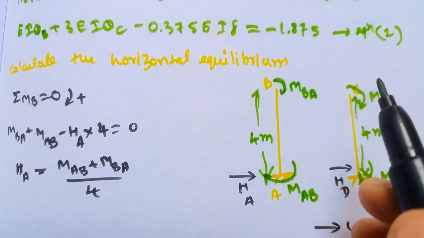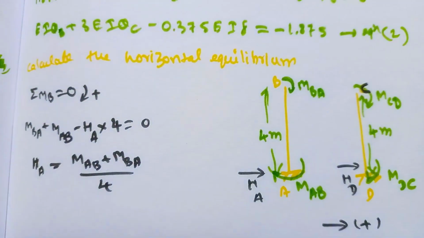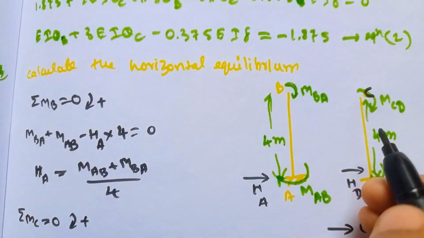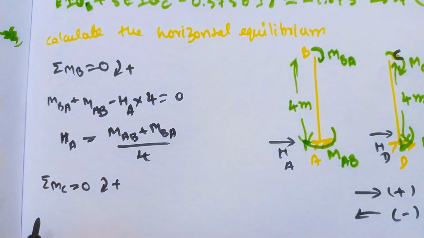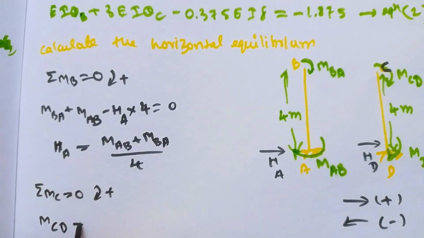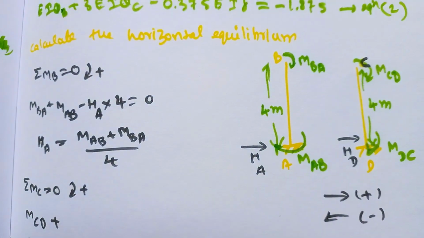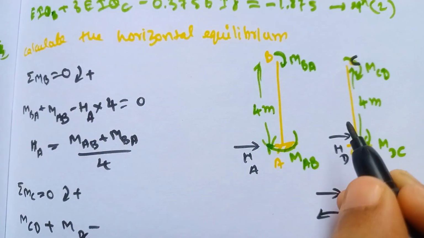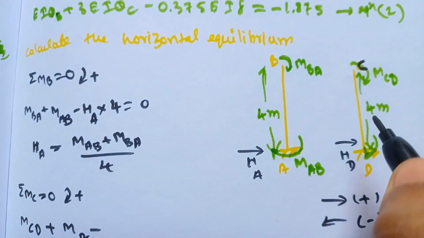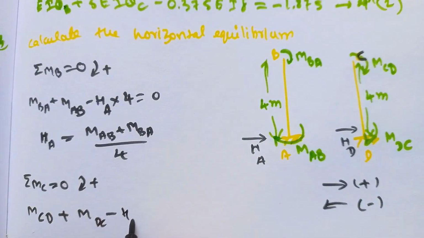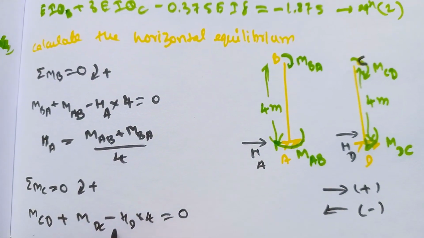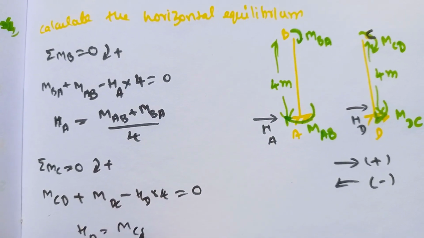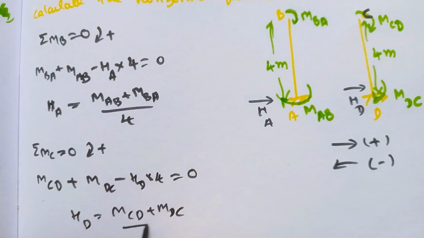So now we will see, this is point C. We will solve for DC, applying the moment at point C. Summation of MC is equal to 0. Clockwise we need to take as positive. Here MCD is moving clockwise, so MCD plus MDC is also moving clockwise, minus HD, the horizontal force, which is moving anti-clockwise. If you rotate, it will move anti-clockwise. So minus HD into a distance of 4 is equal to 0. Now solve it. Our HD will come out as HD is equal to MCD plus MDC divided by 4.